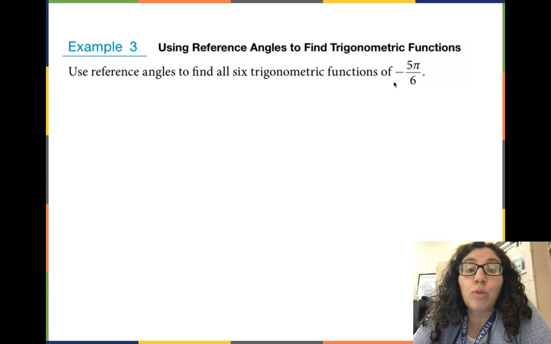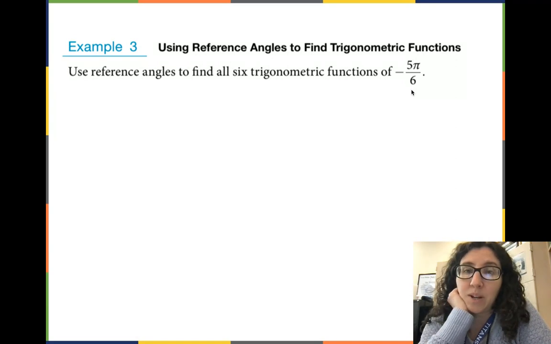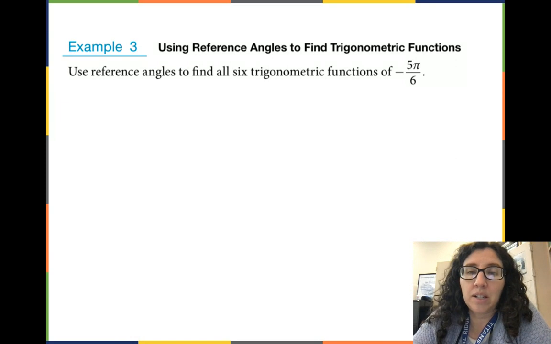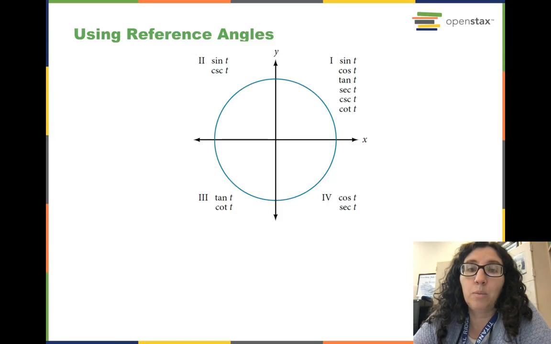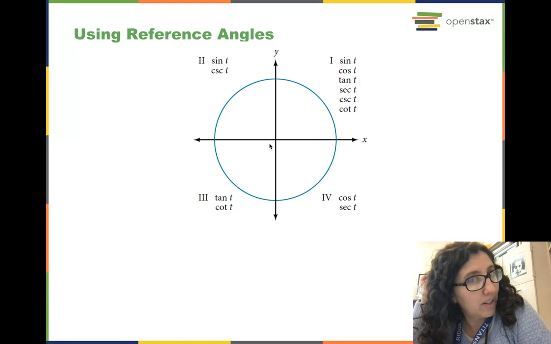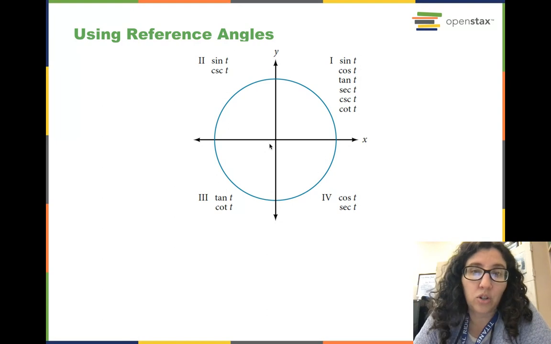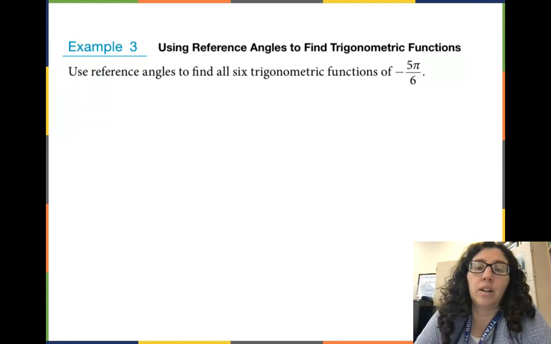It says use reference angles to find all 6 trig functions of negative 5 pi over 6. All right, so I want you to think for a minute, and I want you to make a little sketch. Where is this angle, negative 5 pi over 6? Well, it's a little bit less than pi. It's negative. So going back here, it is going to be about right here, right? It is in quadrant 3. So what's going to be positive? Tangent and cotangent are going to be positive. Everything else is going to be negative.